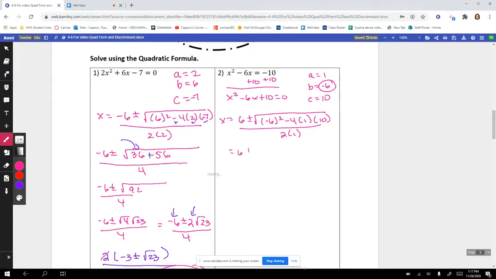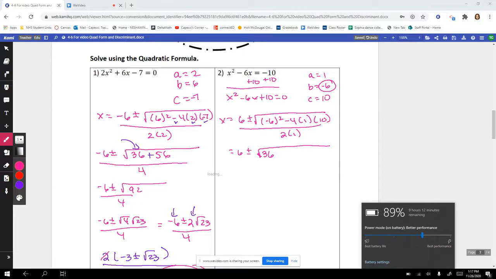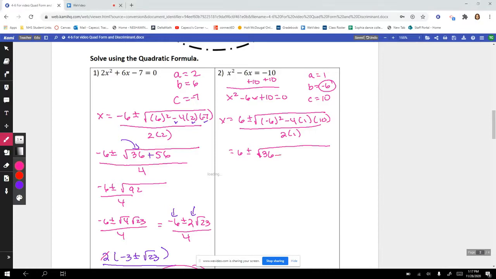So that gives us 6 plus or minus the square root. Like I said in the last problem, this first number hugging that radical sign is always going to be positive. So negative 6 squared, remember, is negative 6 times negative 6, which is positive 36. You're going to use your calculator, make sure you have those parentheses around it. Negative 4 times 1 times 10. Negative times positive gives us a negative. And then we have 4 times 1 times 10 is 40, all over 2. So that gives us 6 plus or minus the square root of negative 4 over 2.